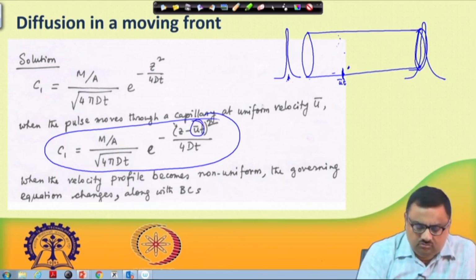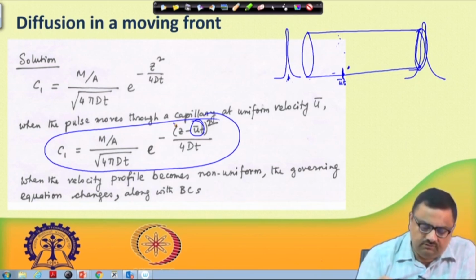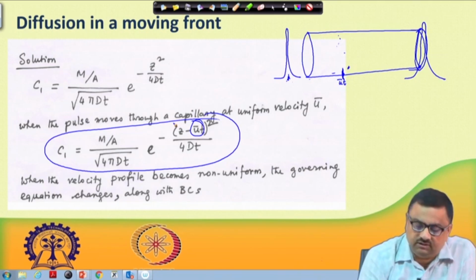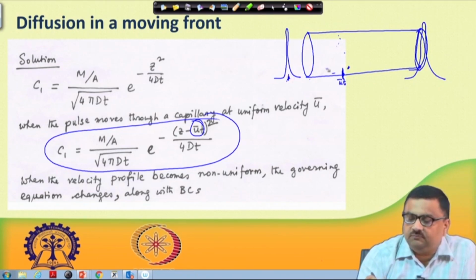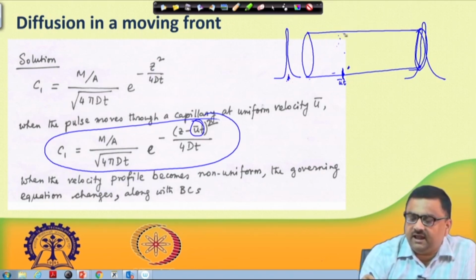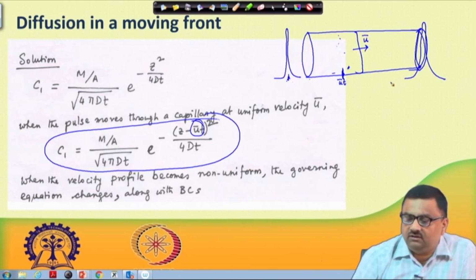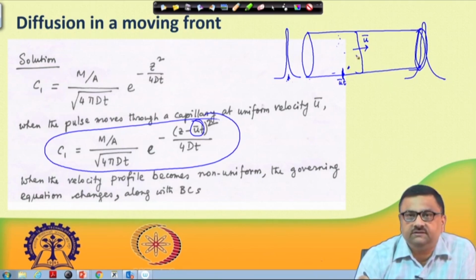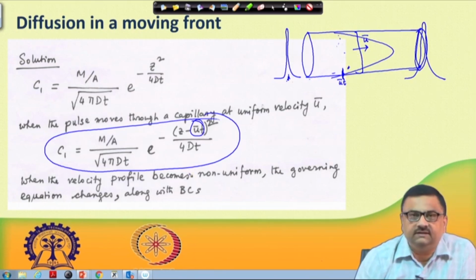So, when the velocity profile becomes non-uniform, the governing equation changes along with the boundary conditions. What does this mean? Here we are assuming that as if this front that is traveling, suppose I have a pulse that is traveling, we have as if this entire fluid is flowing at a velocity u bar. Okay, so then it is all right, but in many situations it is not exactly moving at a velocity u bar, rather one can see a parabolic velocity profile like this.